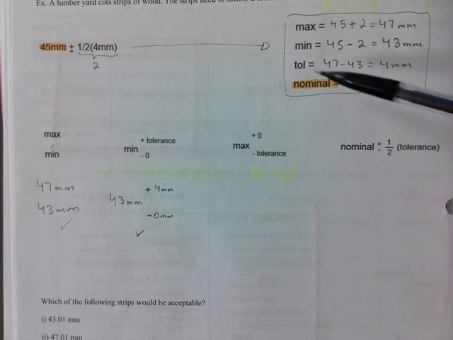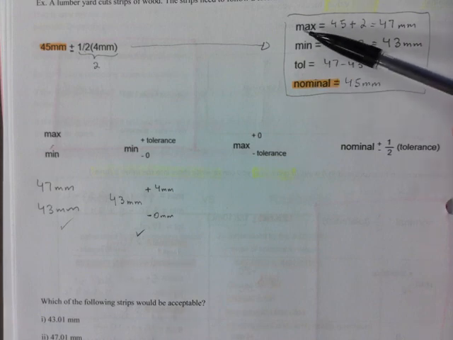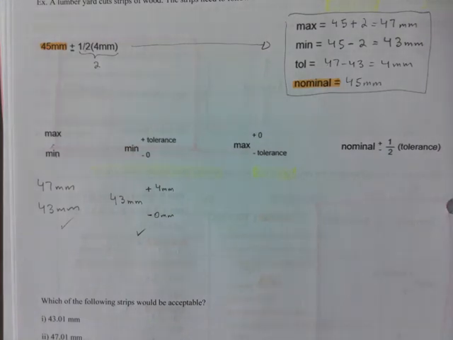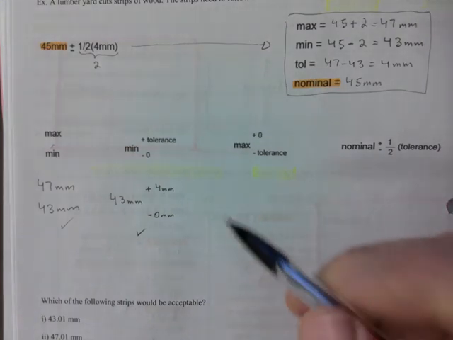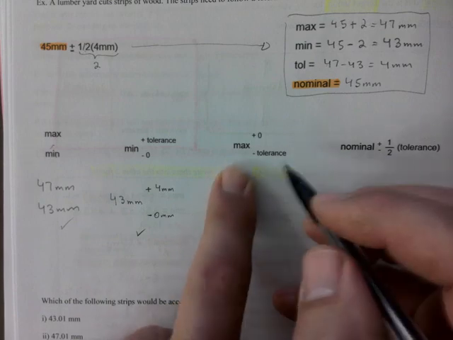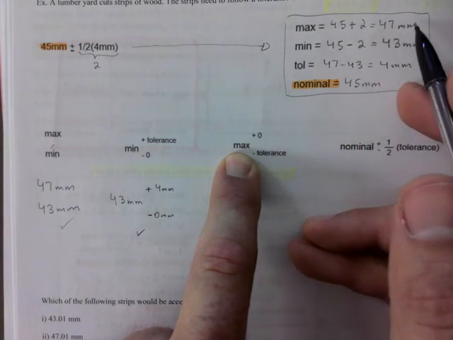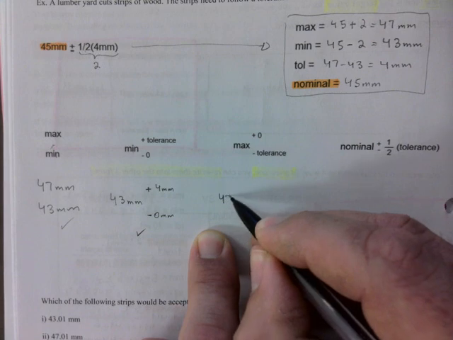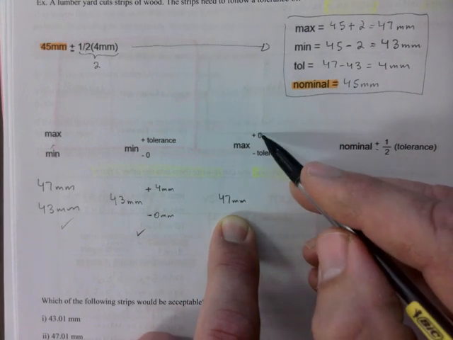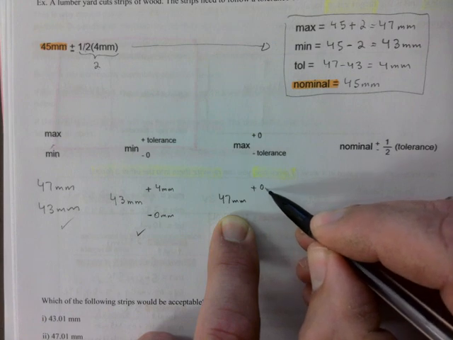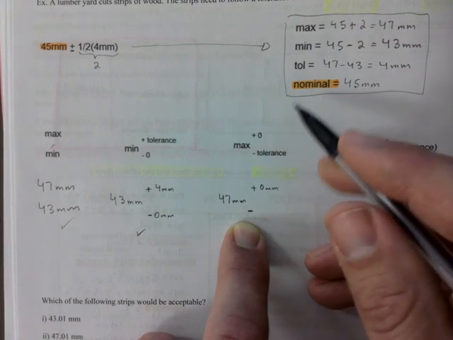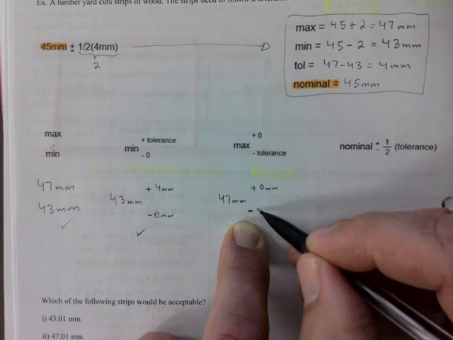I will not be giving you this table. You need to know, I'm going to break this down to max, min, tolerance, nominal. Okay. Next. Max, it asks for max. I'm going to go get it. That's 47. And I'm going to go plus zero because that's what my template tells me. And I'm going to go minus whatever the tolerance is. I already know it's 4 millimeters.